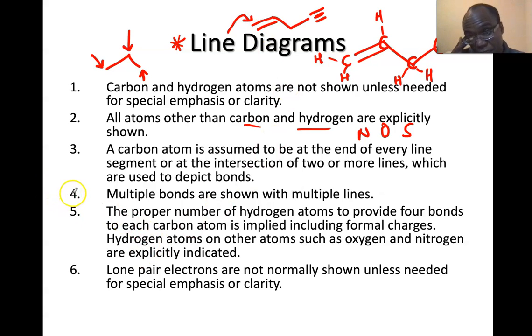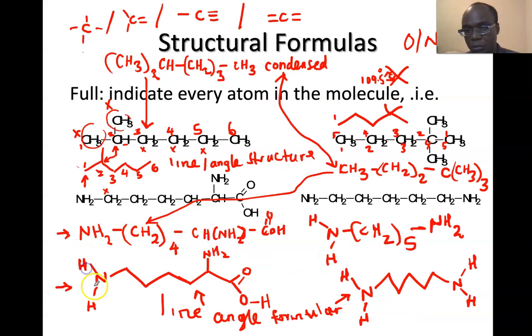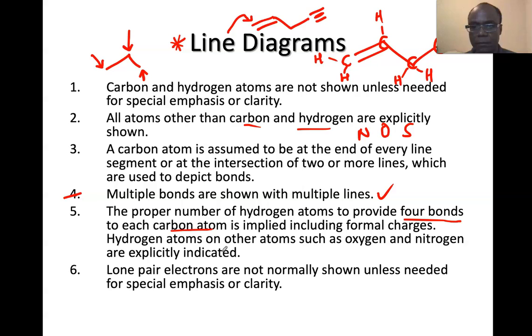So that is point number 4. Multiple bonds are shown using multiple lines. The proper number of hydrogen atoms to provide 4 bonds, I insist again, each carbon must have 4 bonds, is implied. Including formal charges, hydrogen atoms on other atoms such as oxygen and nitrogen must be shown. That's what we did here. We made sure that we showed the hydrogens on nitrogen and oxygen because those are not carbons. Those ones must be shown.